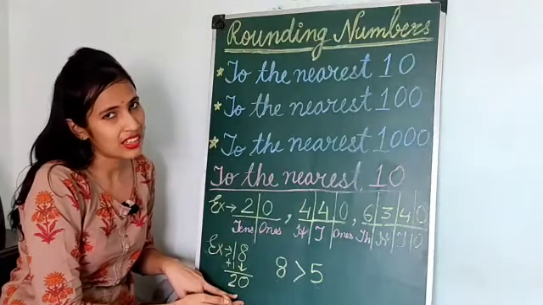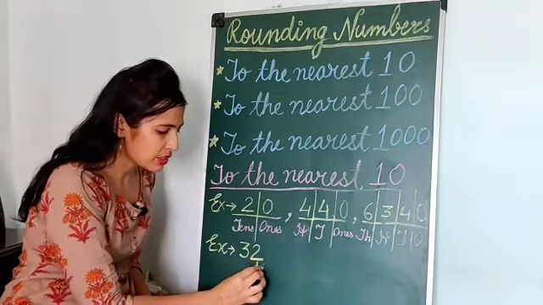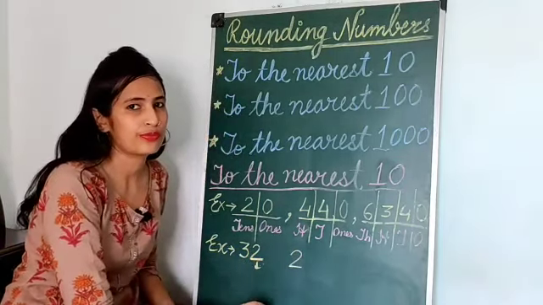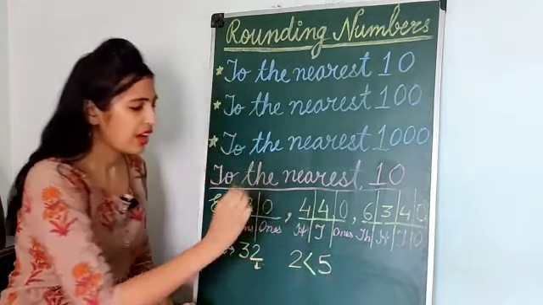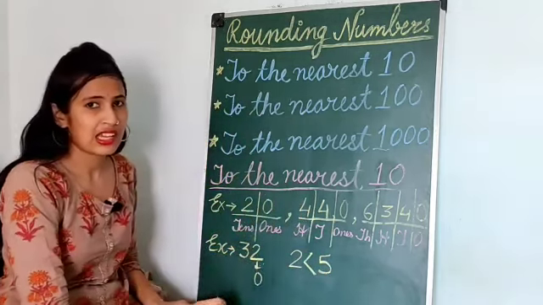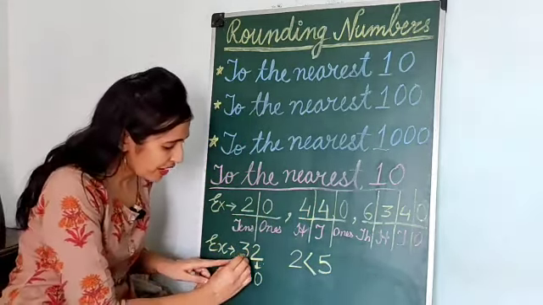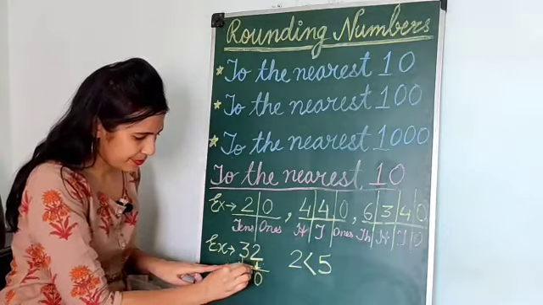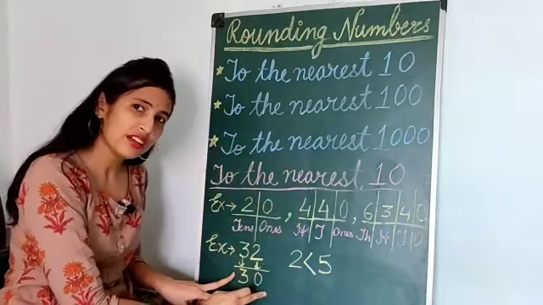Let's take another example. Here the number is 32. The ones place number is 2. So I compare the number 2 with the number 5. 2 is smaller than 5. In that case, we write 0 in the ones place and we don't add any digit in the tens place. We write the same digit as it is. So the number would be 30. When I round off the number 32 to the nearest 10, the number is 30.